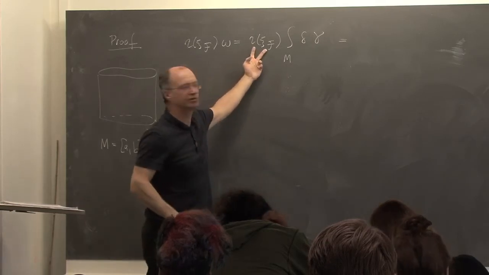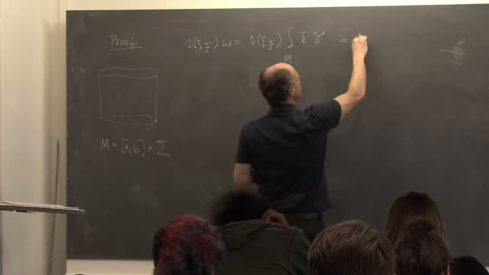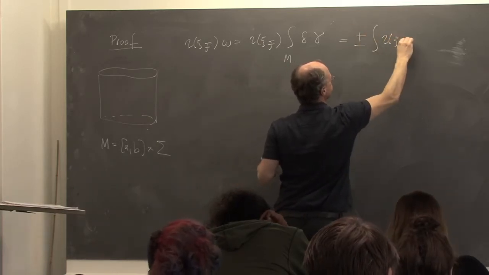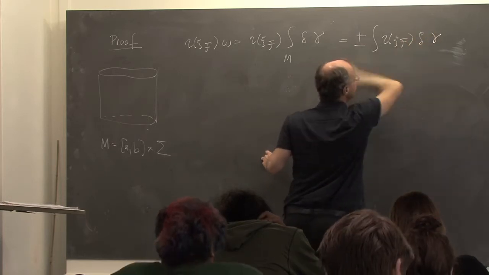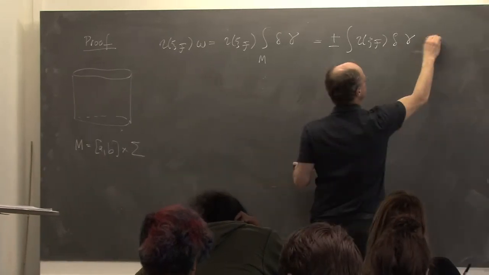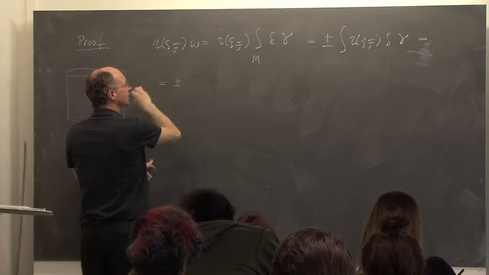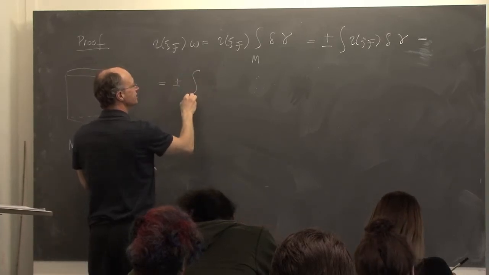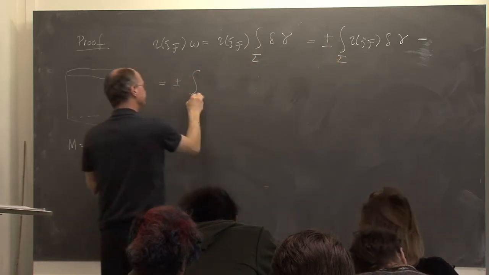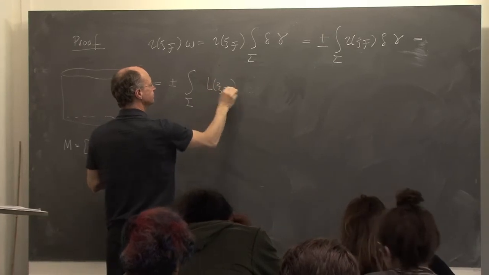So let's reshuffle iota and the integral. There, as you know, I'm not very good at computing signs. So there is possibly a sign. And let's use, so that's the integral, sorry, over sigma. And let's use Cartan's magic formula.